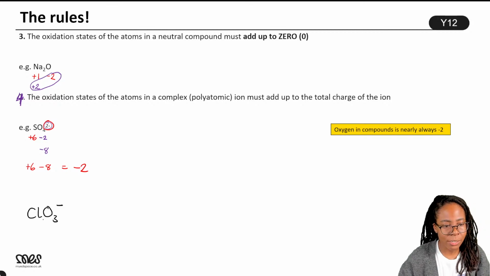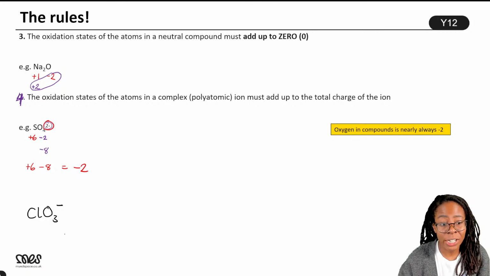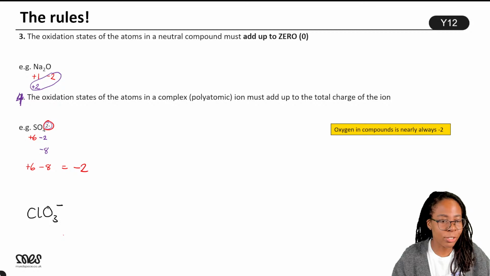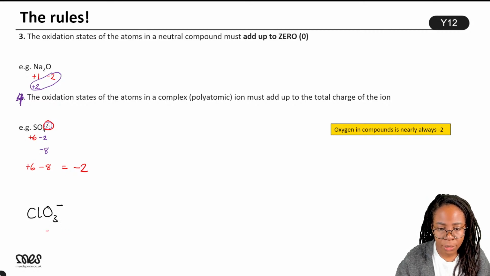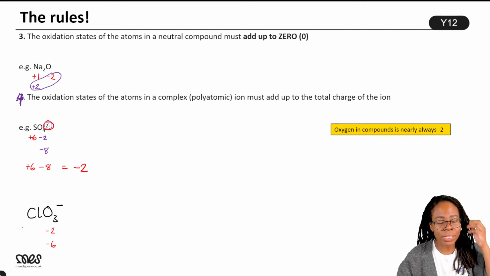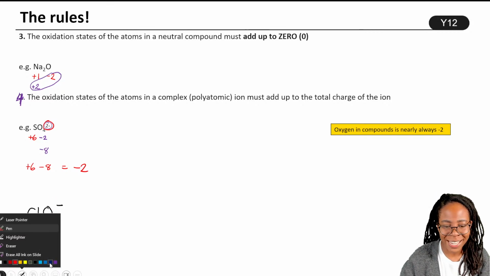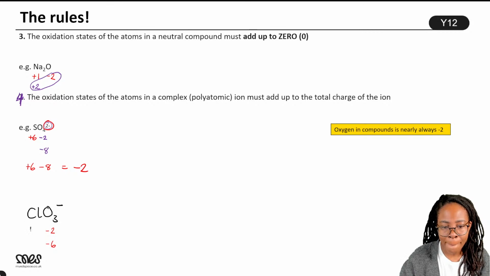ClO3 minus. Okay, so again, we can use the oxygen as our starting point. Oxygen will have an oxidation state of -2 because it's -2 99% of the time. There are 3 of them, so contributing -6. So then what must the oxidation state of the chlorine be in order to give us a total charge of the ion of -1? Wow, that's a lot of words. Amazing. Natural scientist, shout out you. +5. Perfect.